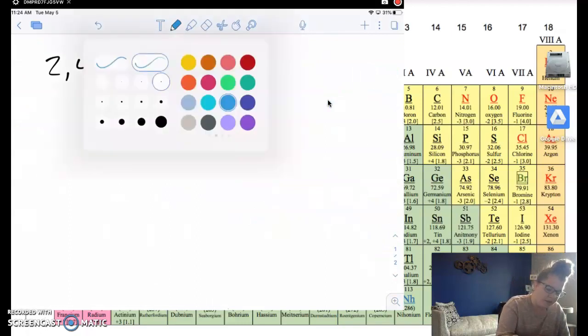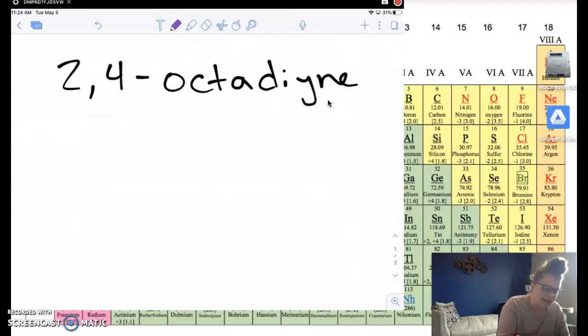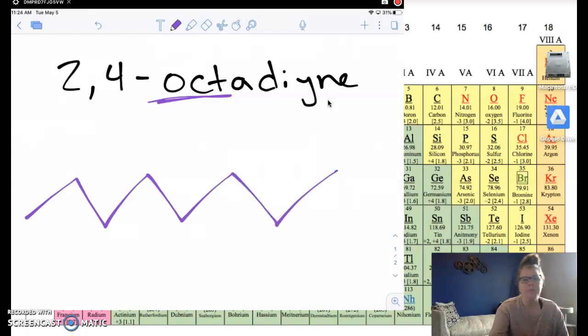All right, here's the last one we're going to do. 2,4-octadiyne. Okay. Again, the first thing I want to do is find that trunk. So I'm saying oct in here, so that means 8 carbons. So I'm going to start off by doing that. So 1, 2, 3, 4, 5, 6, 7, 8. Cool, so that's my oct.